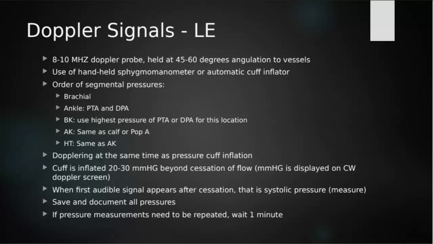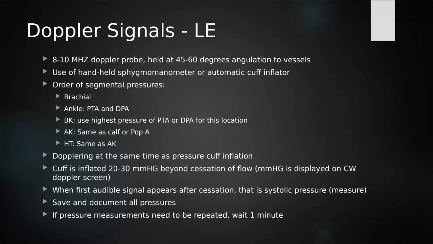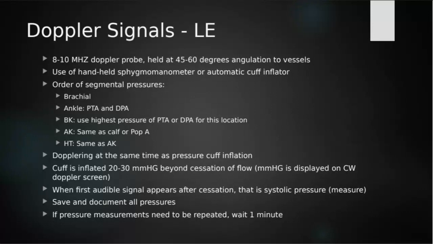We are also going to typically be using an automatic cuff inflator that's going to come from our machine. There are some old school places that use handheld blood pressure cuffs. I don't know how you could ever accurately perform this exam doing it in a handheld fashion while you're also trying to hold a continuous wave Doppler probe. That's just archaic to me. So most places are going to be using machines that have automatic cuff inflators associated with them, like we saw previously. And then we're going to go in a specific order of how we take our pressure.